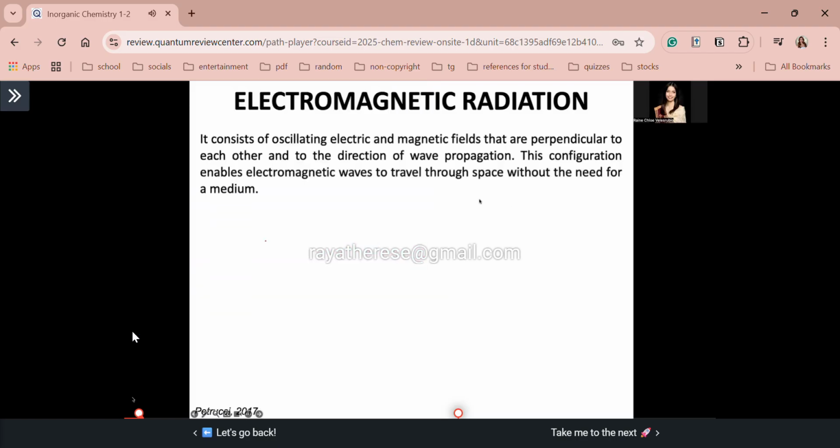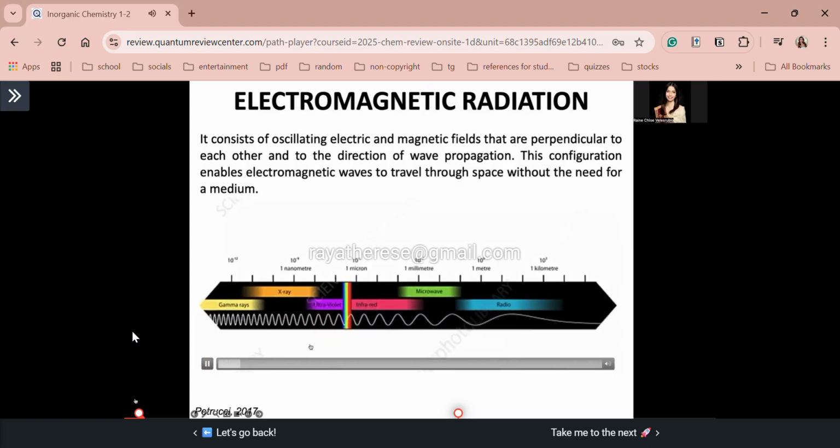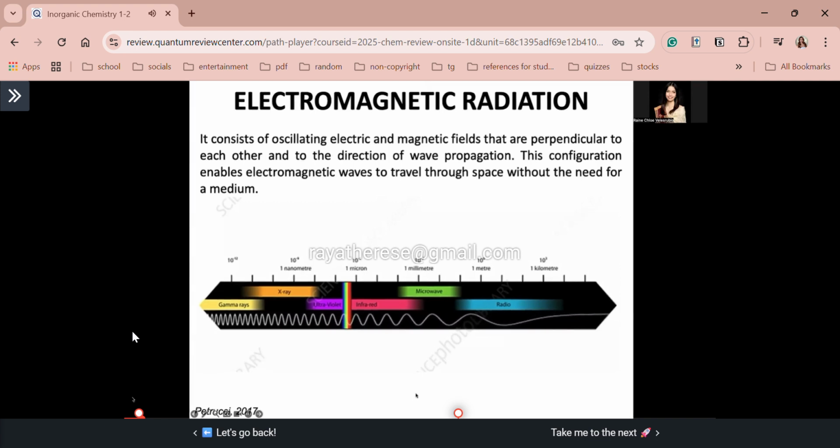So, electromagnetic radiation consists of oscillating electric and magnetic fields that are perpendicular to each other and to the direction of wave propagation. Because of this, electromagnetic or EM waves can travel through space without a medium. So this is your electromagnetic spectrum. Now, the EM waves have different wavelengths and frequencies.